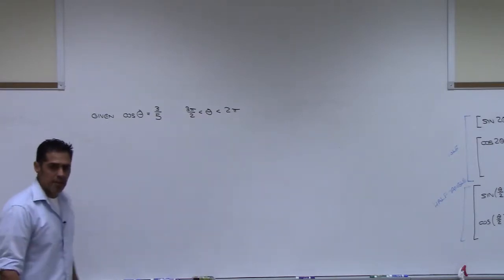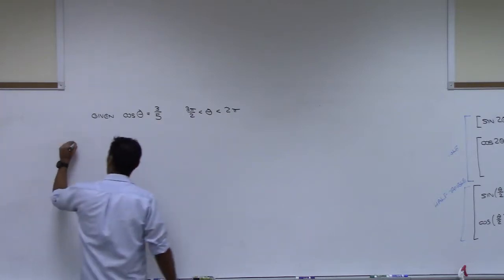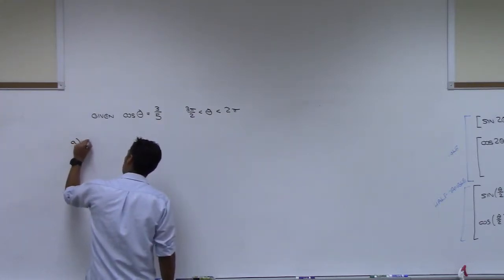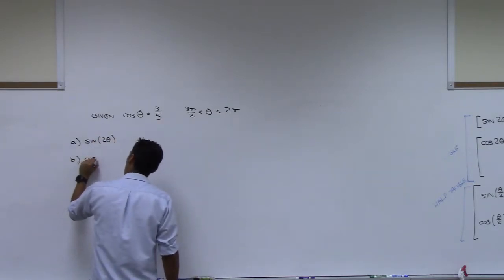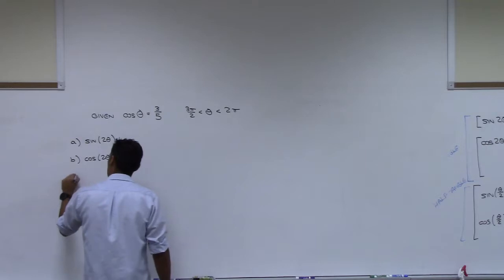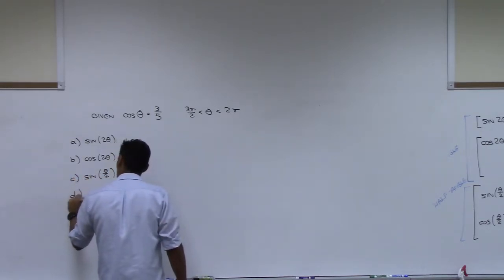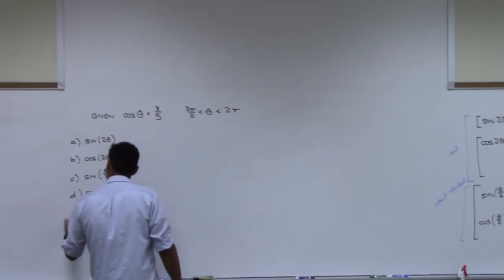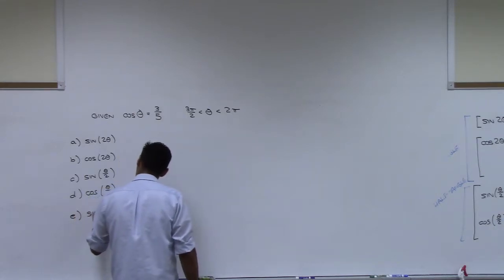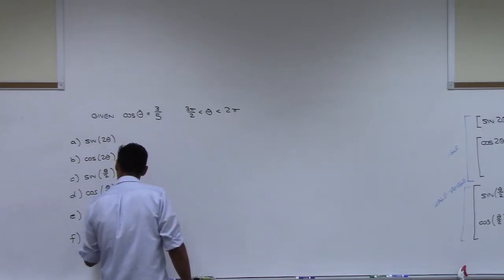You're given some information about cosine of some angle. You have no idea anything else about that angle. Here's what we want. Part A, find sine of 2 theta. Part B, find cosine of 2 theta. Part C, find sine of theta over 2. D, find cosine of theta over 2. E, find sine squared of theta. And F, find cosine squared theta.